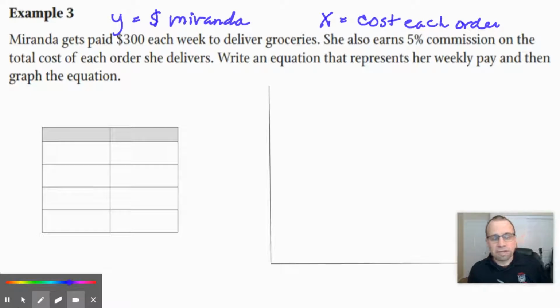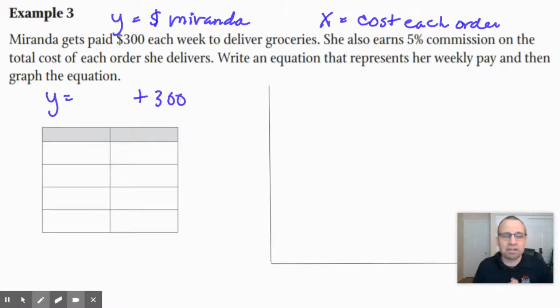So first, let's define what X and Y are. X is going to be the cost of each order she delivers, and then of course Y is going to be Miranda's weekly take-home pay. And no matter what, no one can take this away from her, which is nice. If she gets no orders, I always start with a constant. She's constantly going to have that $300 no matter what per week.